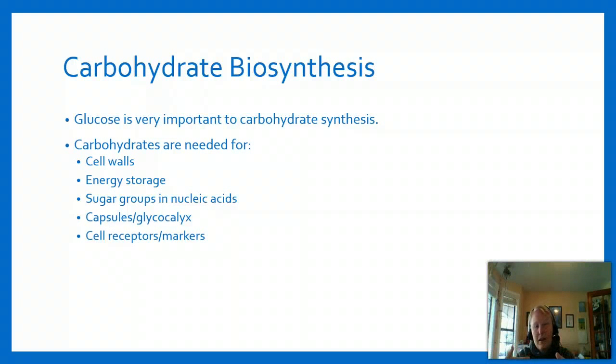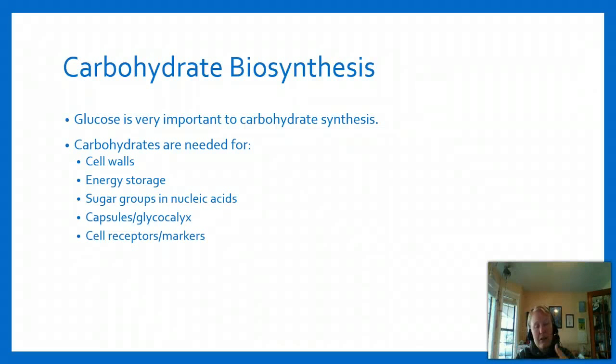So first let's talk about carbohydrate biosynthesis. As you can tell from the catabolism chapter or topic, glucose is a major important molecule in the cell. Glucose is important for biosynthesis of all carbohydrates. It's the building block for all of these, and they'll be modified. It can modify other carbohydrates if it needs to, but it prefers glucose.